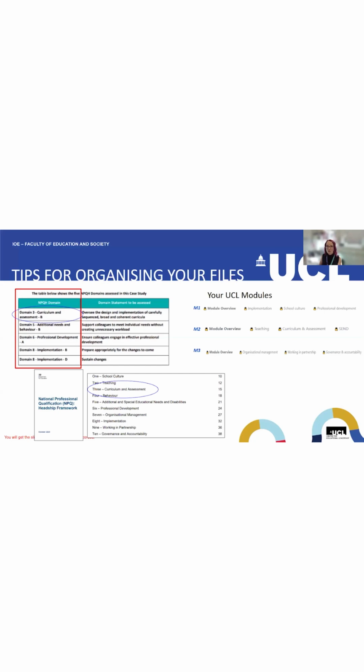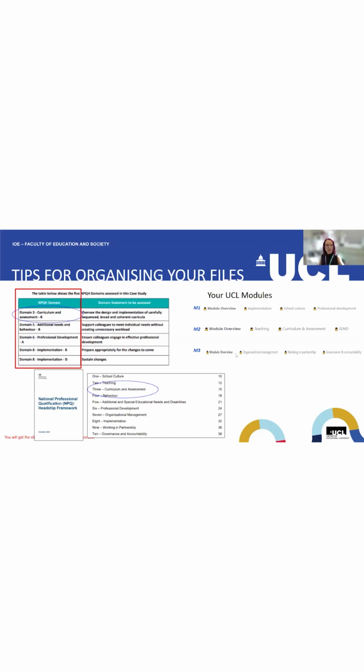Your UCL modules, however, are done in a different order, because you'll see here that implementation planning is number 8, but actually the UCL course starts with implementation planning in module 1 because it's the thing that sets you up for the rest of the course. So your modules don't match in number to these. So your first job is to think about all of your modules. It's to look at the domain statements that you're being tested on, and it's to get rid of the ones that you're not being tested on.